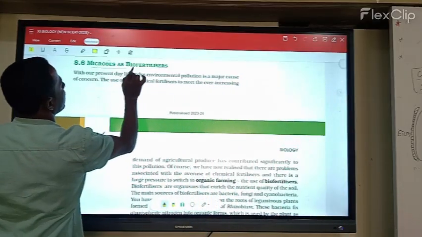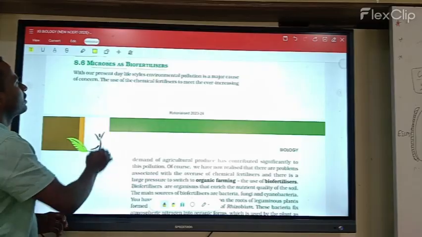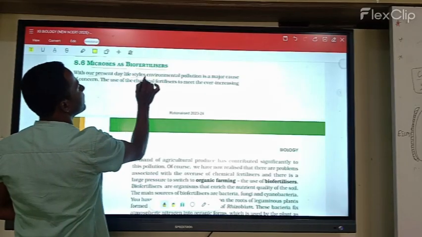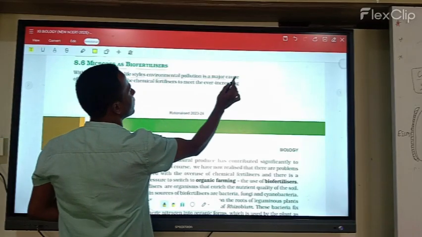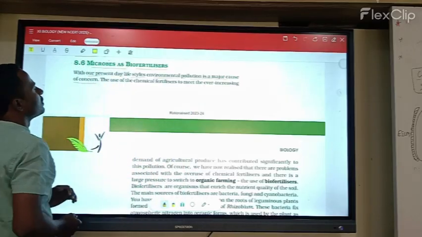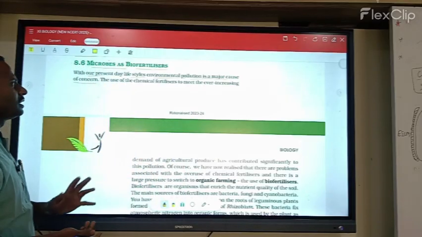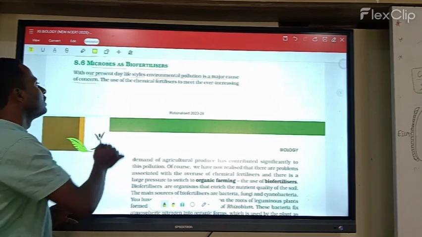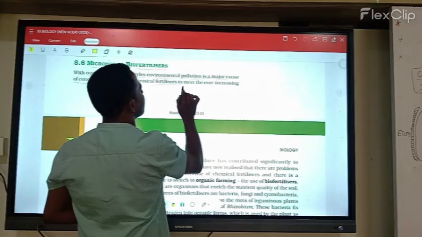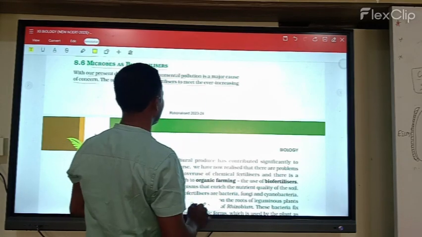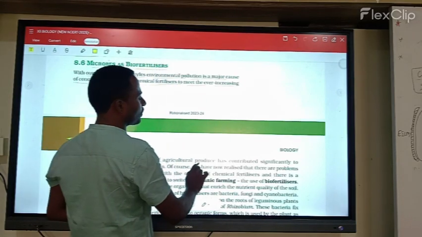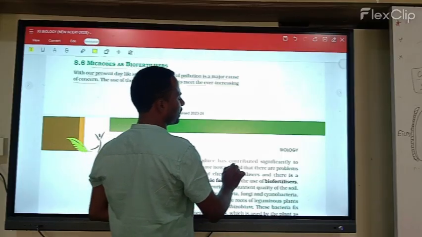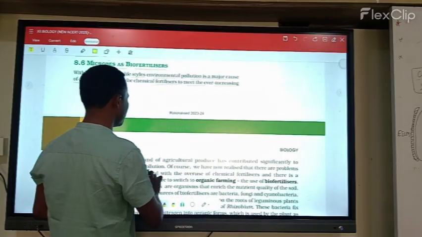Next, microbes as biofertilizers. With our present lifestyles, environmental pollution is a major concern. When you look at modern lifestyle, environmental pollution is a major headache. The use of chemical fertilizers to meet the increasing demand in the agriculture process has contributed significantly to pollution.